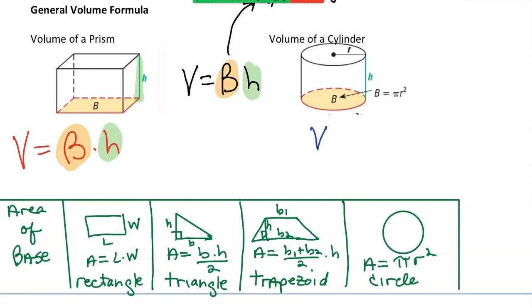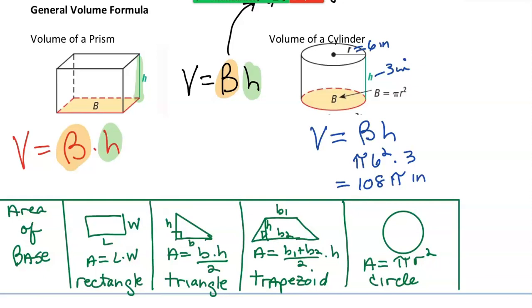So the volume of this cylinder being B times H, B is pi r squared. So let's say the r is 6. So that's going to be pi times 6 squared times the height. Let's say the height is 3. So your volume is going to be 36 times 3. So what's that? So I have 36 times 3. That's going to give me 108. So this would have been 108 pi. And let's give ourselves some units just so we can practice. So that would have been inches cubed, because volume is a cubic measurement.